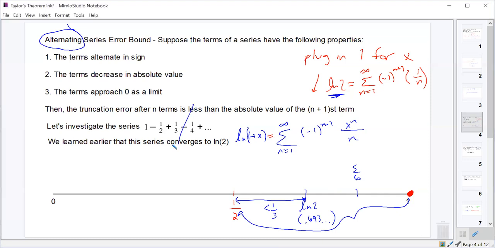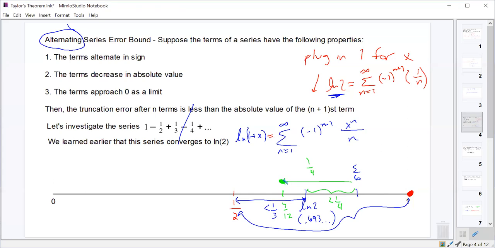Well, suppose then we truncated it at this 5/6 value, 1 minus a half plus a third. Well, the error then will be less than this 1/4. And if I were to subtract 1/4 from 5/6, let's do this in a different color. That'd be 1/4. 5/6 minus 1/4 ought to be what? 7/12. So here I'm at 7/12, right? But this amount between 5/6 and the natural log of 2 is now less than 1/4.